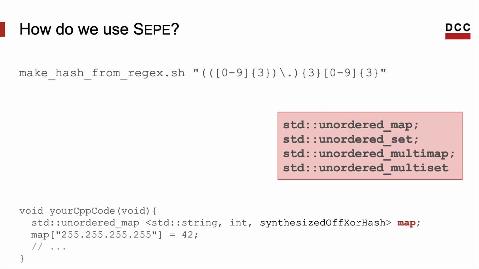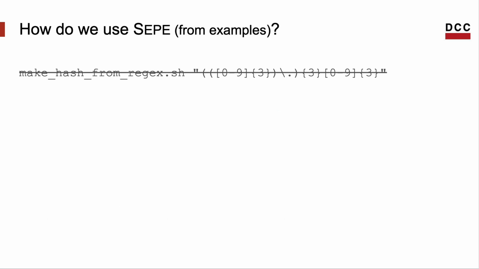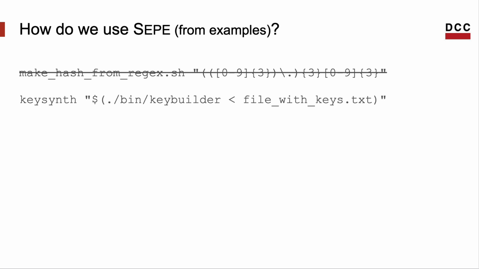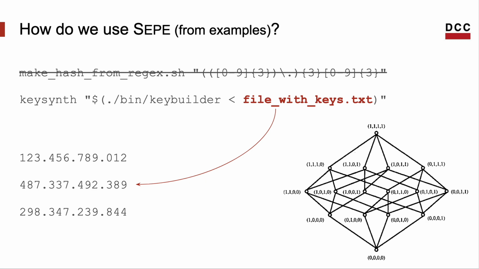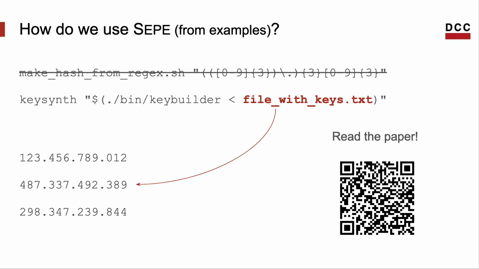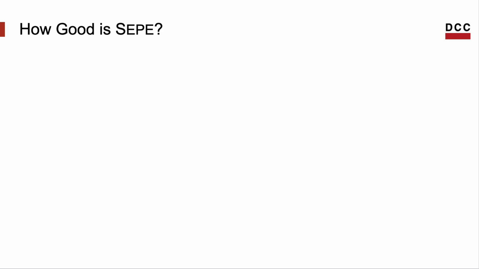At this point, we can work with 4 different data structures, so we can customize the hash that you use in your data structure. If you don't want to pass a regular expression, maybe you don't know a regular expression, you can pass a file full of examples. That's just a text file with examples of keys. We pass that to the key builder, and then it will build a hash function for you. We use a lattice to find the right mask of bits that I have to use, but to understand that, I have to read the paper. So I invite you to read the paper.